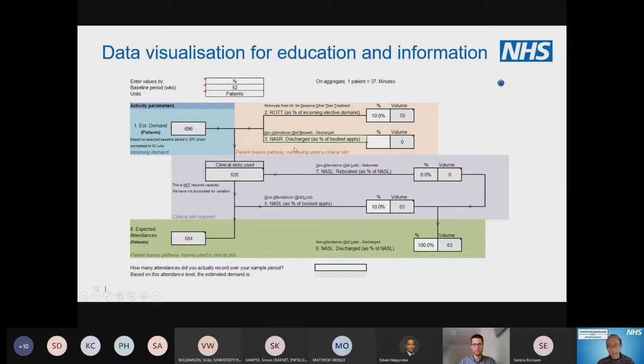The orange bit, and you can see I've color coded this to match, is basically stuff that doesn't need an appointment. The purple bit is basically clinical slots that are used, and then green is where patients leave the pathway, either as having been seen and treated, or having been discharged following a non-attendance based on your access policy.